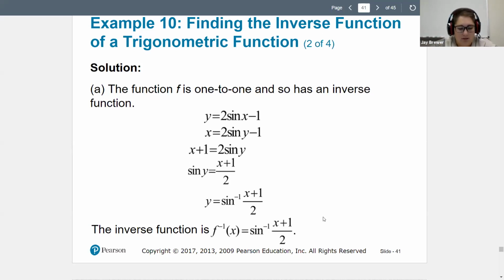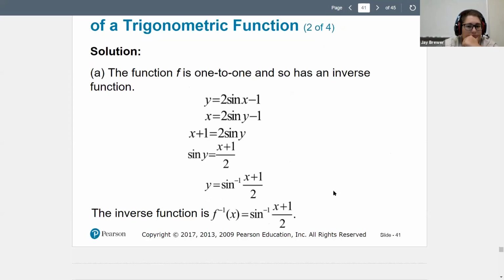If that is the case, what do you think your domain will be? What do you think your domain is going to be for this function? Is there anything that x can't be for this function? No, right?